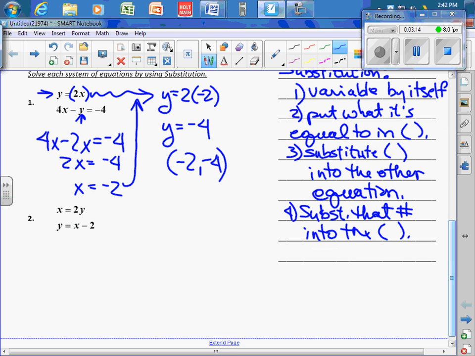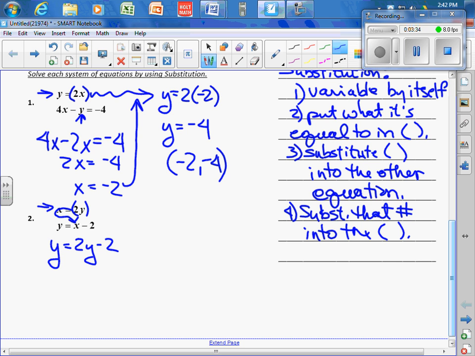In number two, you have a variable by itself. Actually, you have two variables by themselves, but it doesn't matter. Take a variable that's by itself, the x, put parentheses around the 2y, and substitute that into the other equation. You'll have y is equal to 2y minus 2.